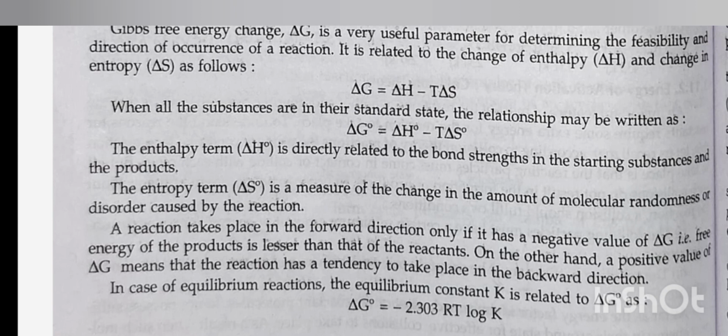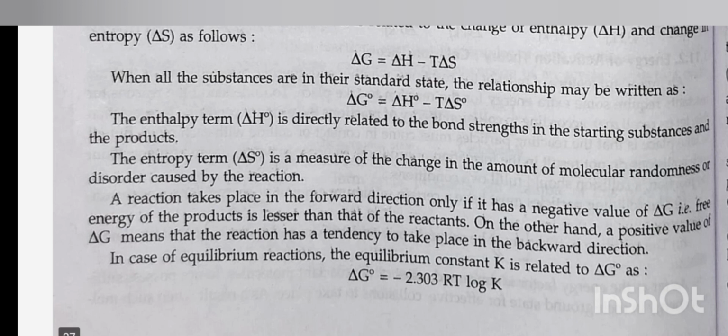The enthalpy term del H naught is directly related to the bond strength in the starting substance and the product. The entropy term del S naught is a measure of the change in the amount of molecular randomness or disorder caused by the reaction. A reaction takes place in the forward direction only if it has a negative value of del G, such that the free energy of the product is less than that of the reactant.